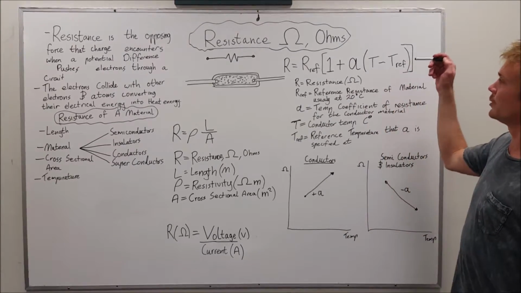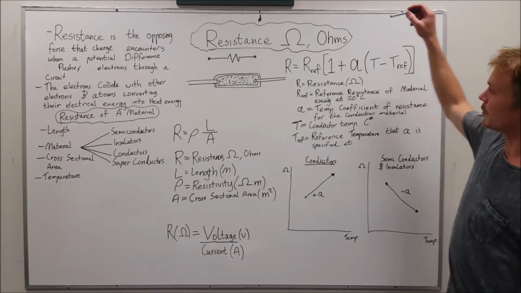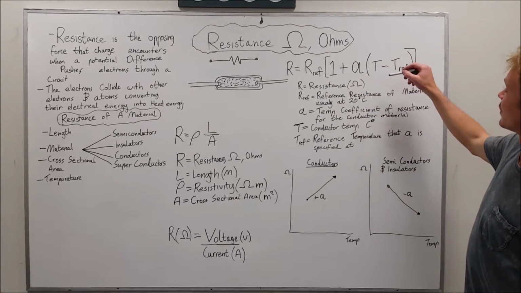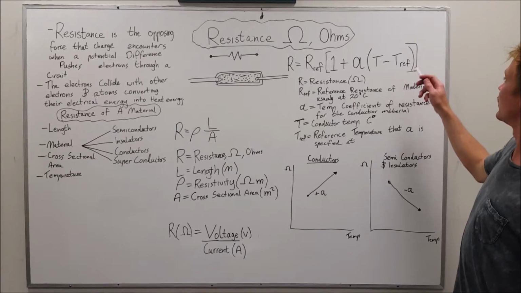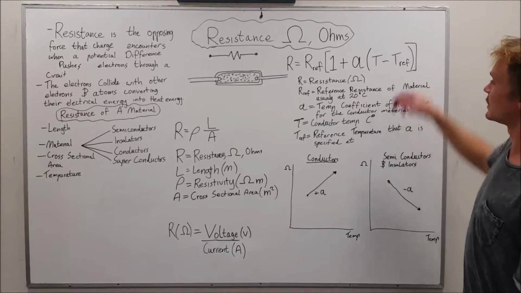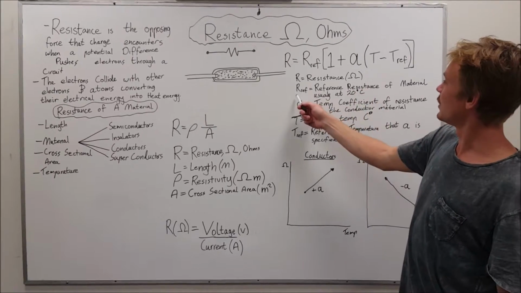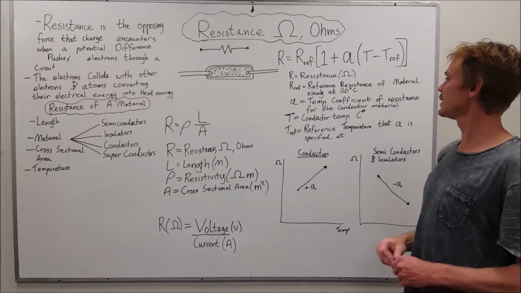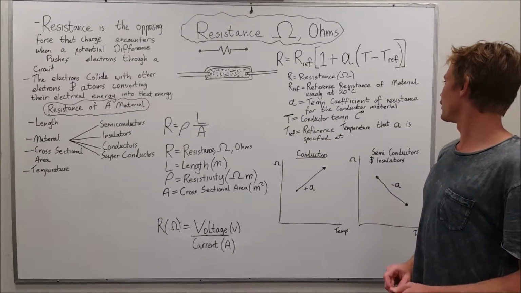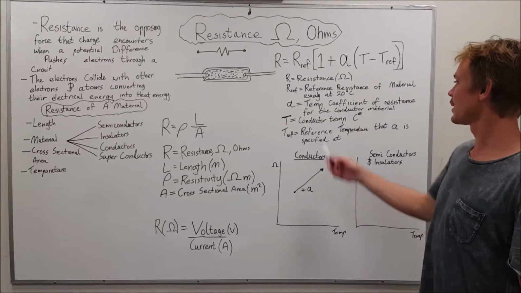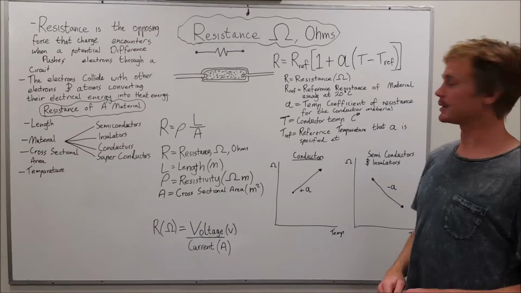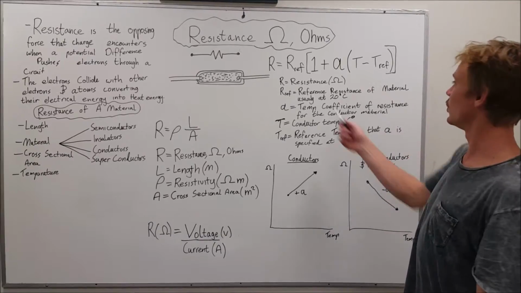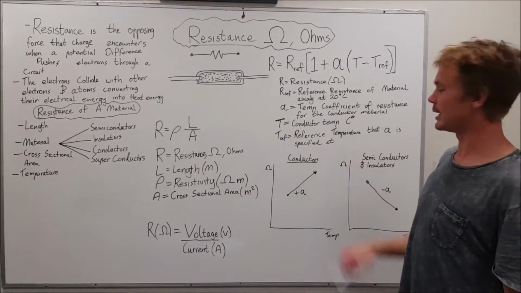The resistance of a material can further be calculated dependent on temperature from the following equation: R equals R reference, brackets, 1 plus alpha, open another brackets, T minus T ref, close brackets, where R is again the resistance in ohms, R reference is the resistance of the material, usually at 20 degrees Celsius, alpha equals the temperature coefficient of the resistance for the conductive material, T is the temperature of the conductor currently, and T reference is the reference temperature that alpha, or the temperature coefficient, is specified at.